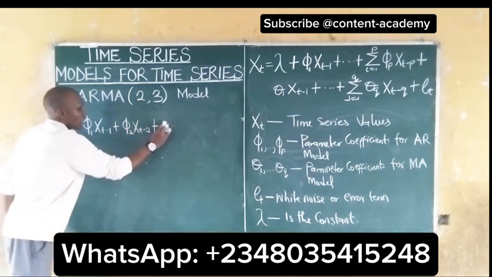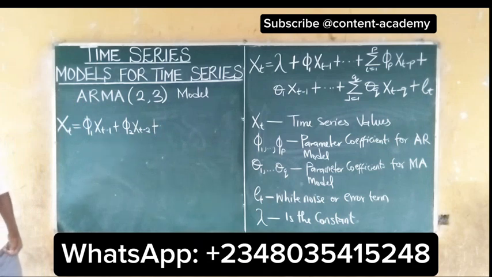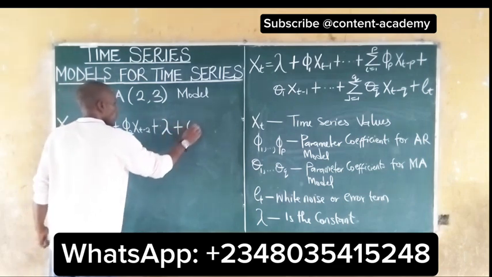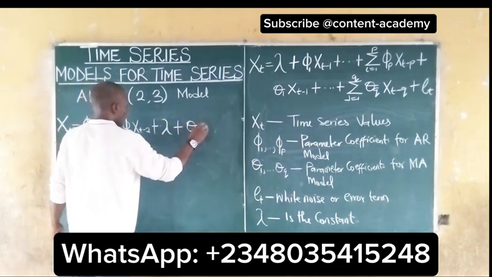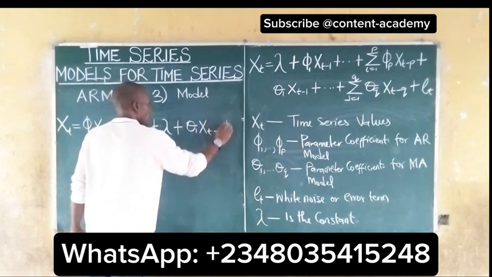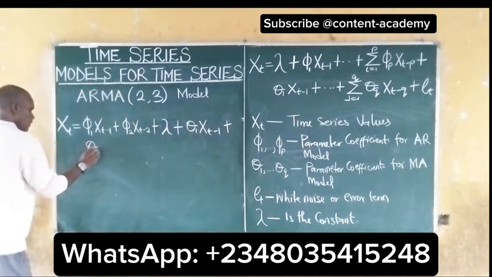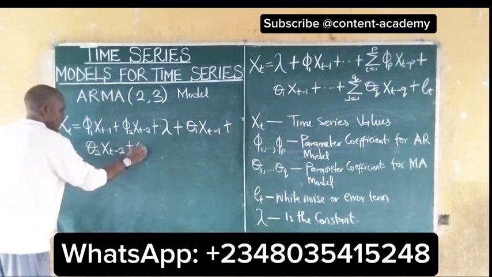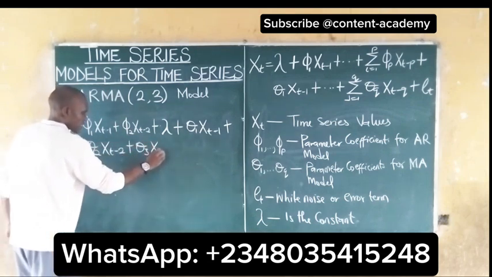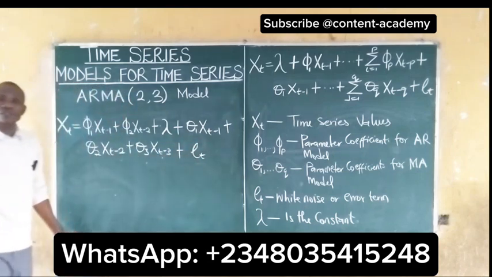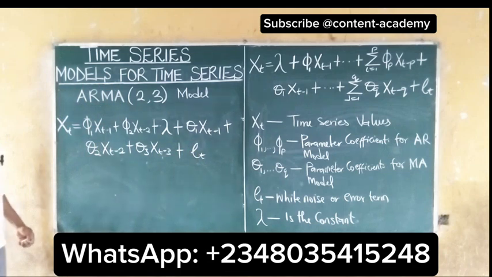Since it's a combined model, see what we do. We have to delete that part. We just write lambda plus theta 1 x_(t-1) plus theta 2 x_(t-2) plus theta 3 x_(t-3) plus e_t. You are still correct. So this is how we write it.